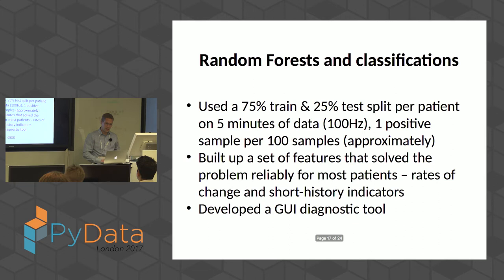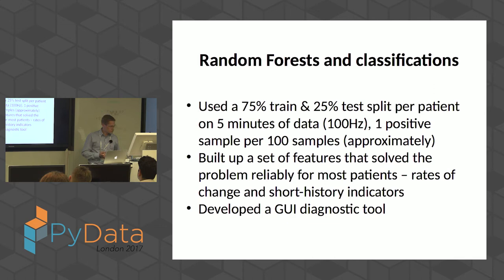So the data that we used to train our classifier was 75% train, 25% test per patient. So there's 5 minutes of data, and we've got a very unbalanced data set. We've got one positive sample out of 100. So there's one start of breath in 100 timestamps, approximately. So this is 100 hertz data, and the breathing rate is about once per second.